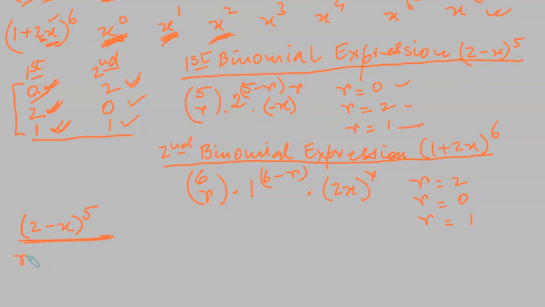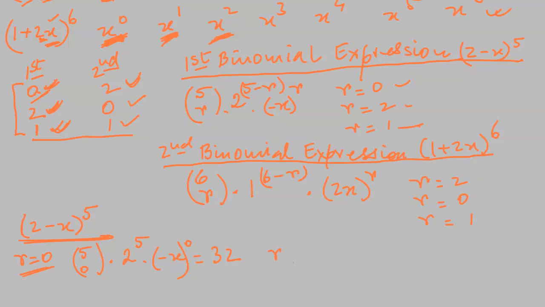So this is the first, or let me write (2 minus x) to the power of 5. When r is equal to 0, what is the term? 5C0, 2 raised to the power of 5 minus 0, that is 5, and minus x raised to the power of 0. Anything raised to the power of 0 is 1, and I had said nC0 is equal to 1. So 5C0 equals 1 and 2 to the power of 5 is equal to 32.